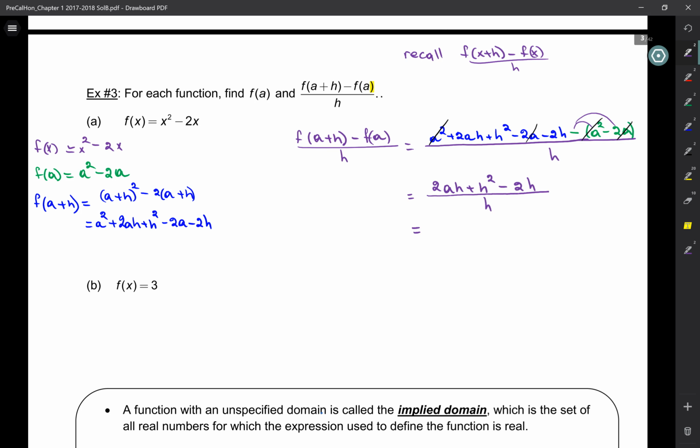Which square? It doesn't matter, because look at what's going to happen now. There's going to be one h that comes out of each term. That's not a coincidence. That's the beauty of all this. So now you have 2a plus h minus 2. And you can just leave it that way.